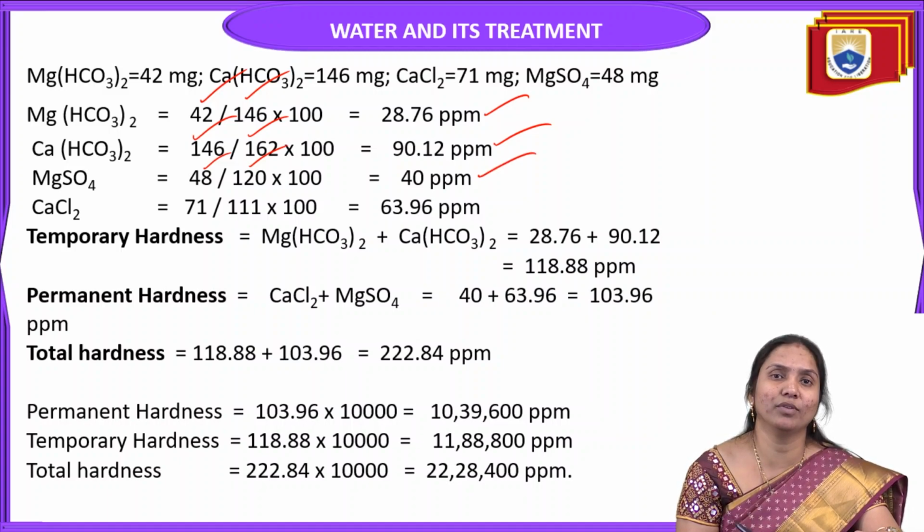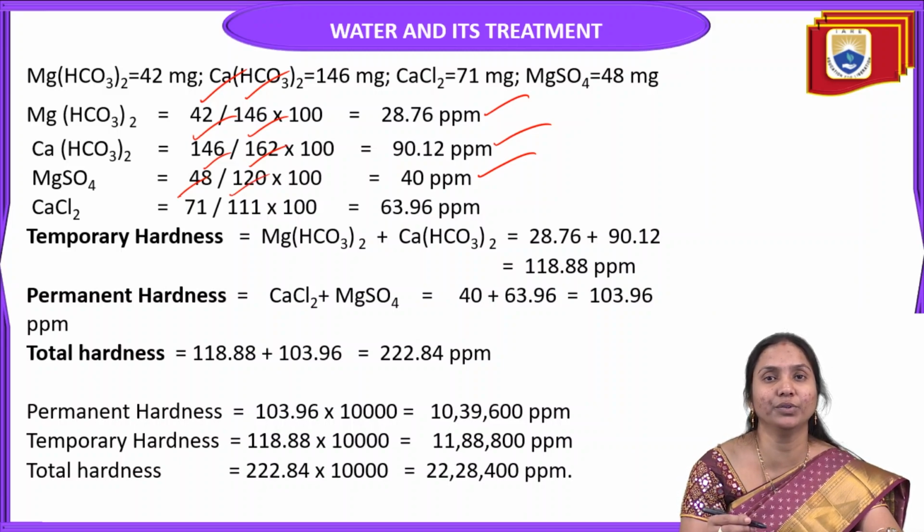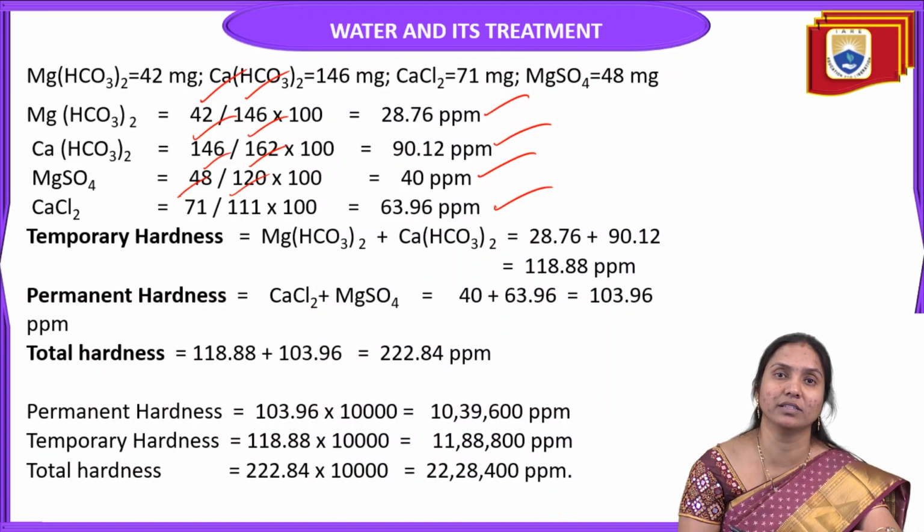Next one is calcium chloride. So then we convert calcium chloride into calcium carbonate equivalent. The weight of calcium chloride is 71 and the molecular weight of calcium chloride is 111. So 71 by 111 into 100 is equal to 63.96 ppm. Here ppm means parts per million, the unit of hardness.